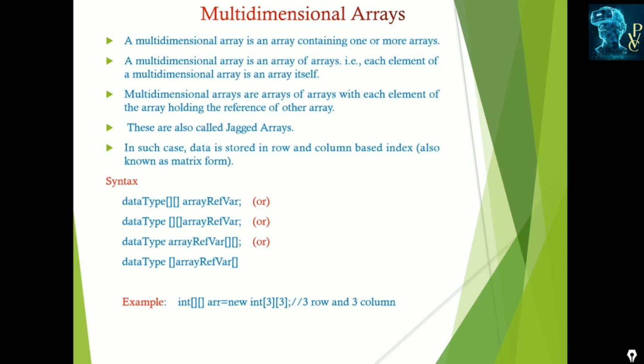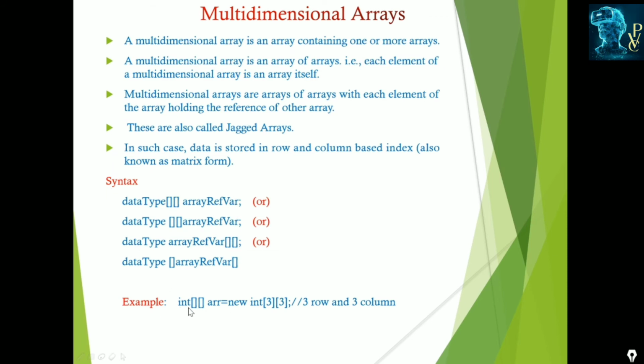These are called the matrix form. These can be declared by using these syntaxes: data type, here we are using two brackets, so we are calling two indexes, so a 2-dimensional array, and the array name. These are the different ways of declaring a multi-dimensional array.